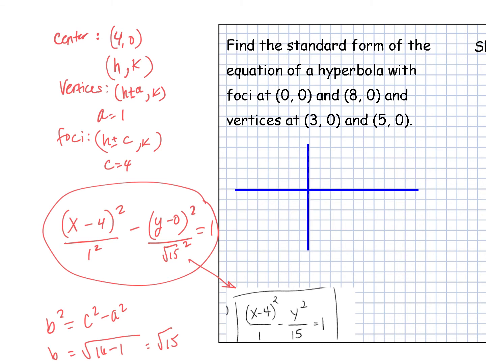All right, so from there, we can plot. We can plot our center, 1, 2, 3, 4. We can plot our vertices, 3 and 5. We can plot our foci right there.